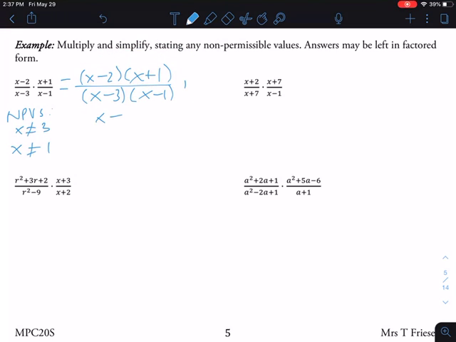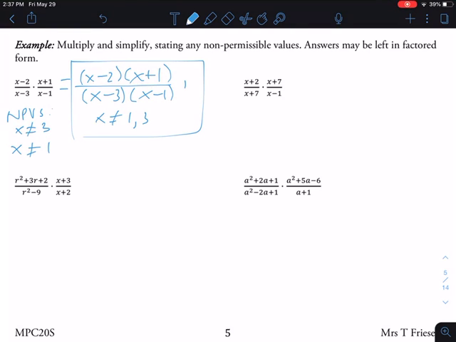And then we are just going to add our NPVs into our final answer. Whoops. There we go. Okay. Voila. All right. So next example. Sorry about the weird noise. Just had to move my iPad.